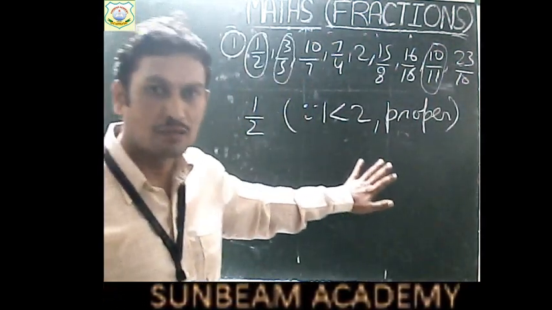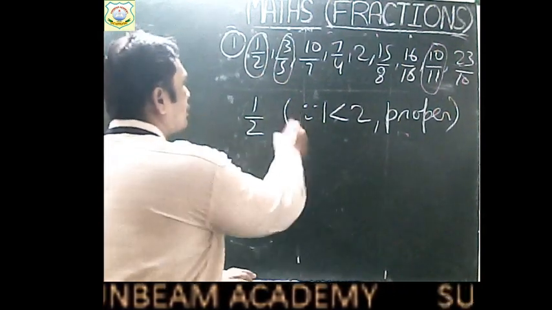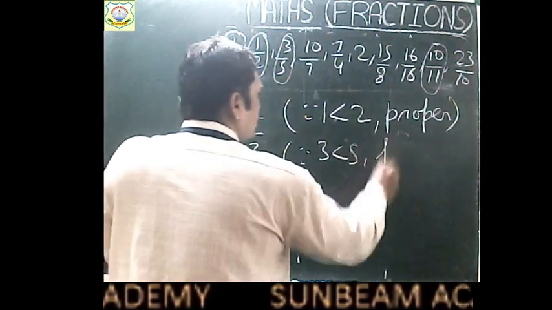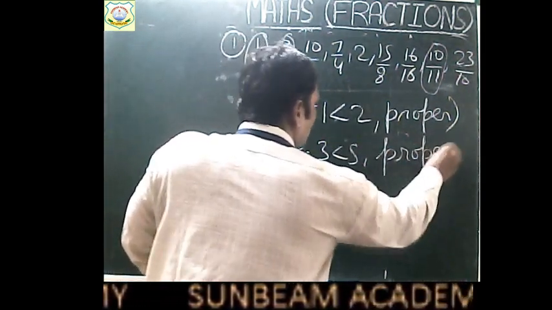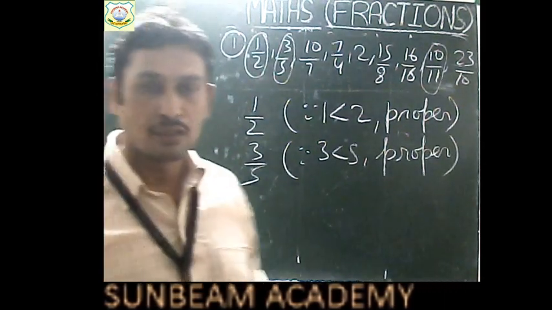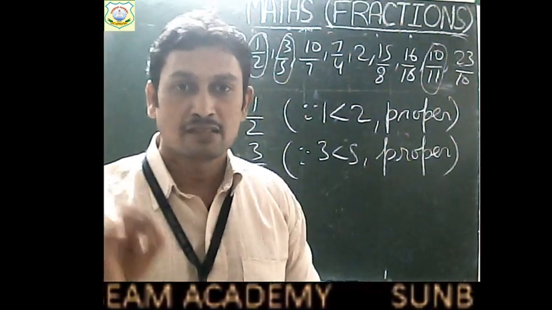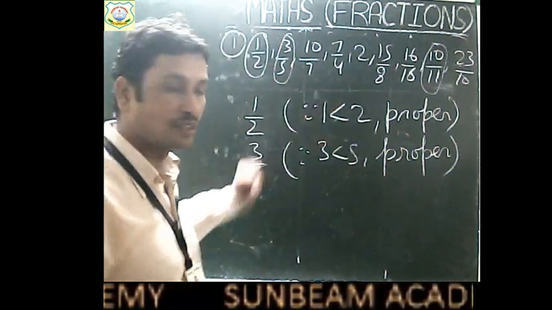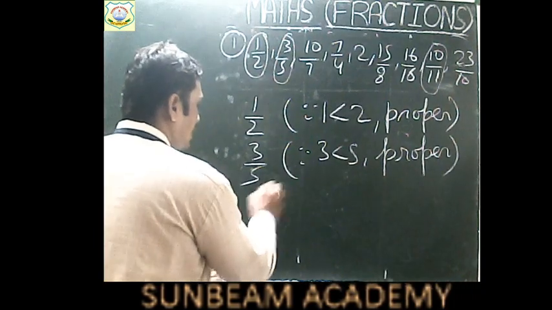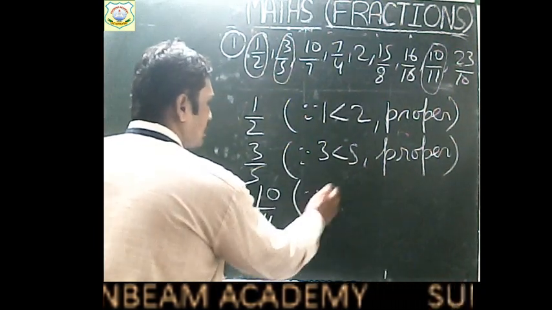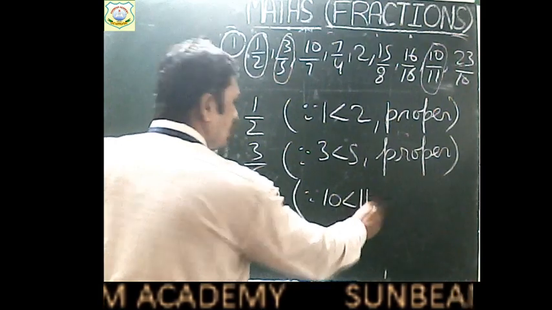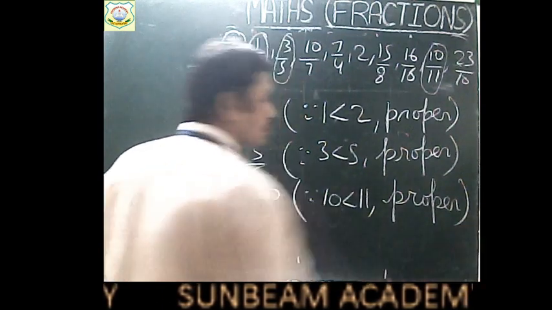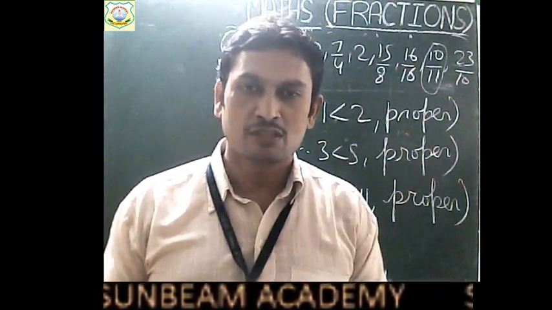This is the way how to solve this question, right? For 3 by 5, here 3 is less than 5, so this is a proper fraction. Children, we have to write only proper fractions, because the question is saying to choose the proper fractions only. So we will not write improper fractions. Last was 10 by 11. In this, numerator 10 is less than denominator 11. So this is a proper fraction.